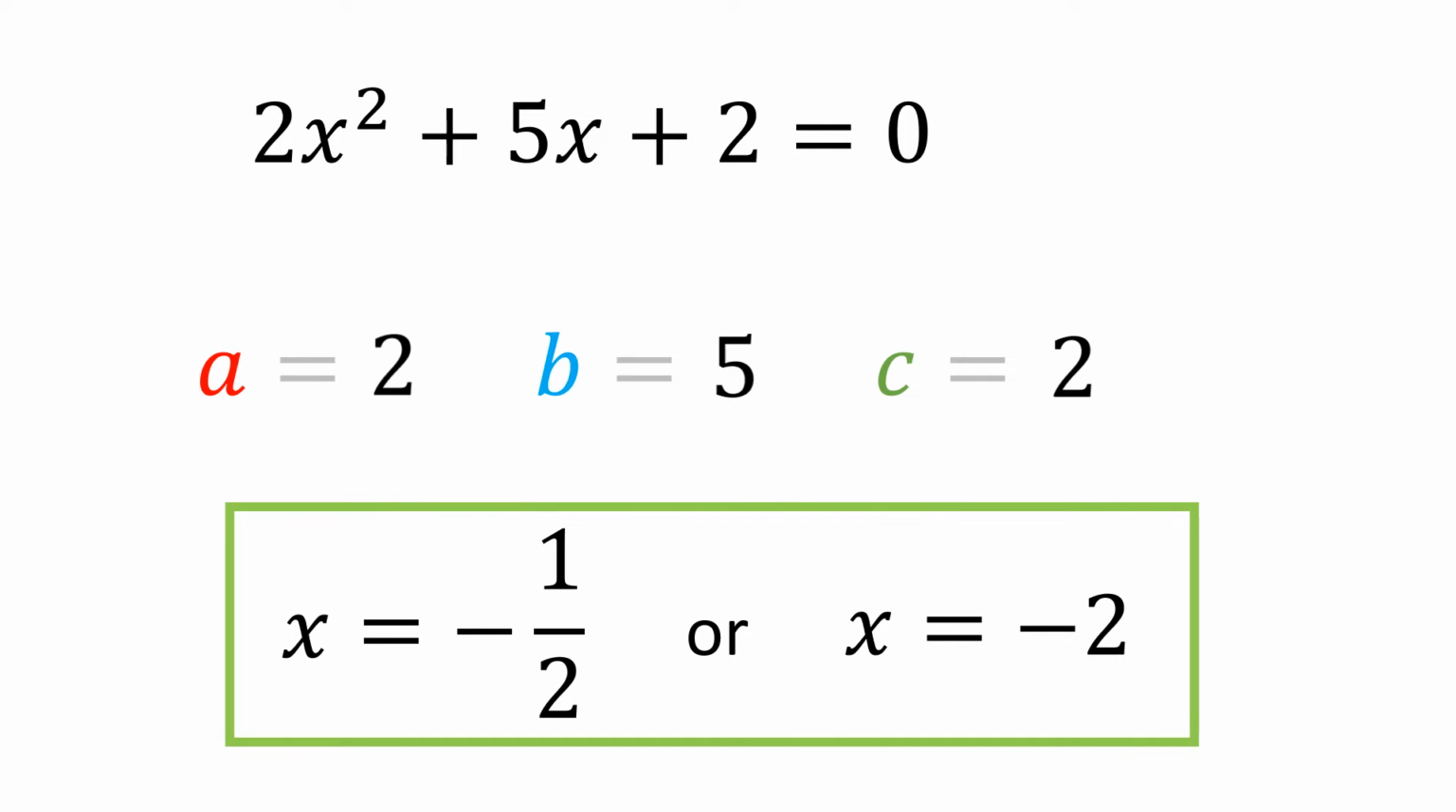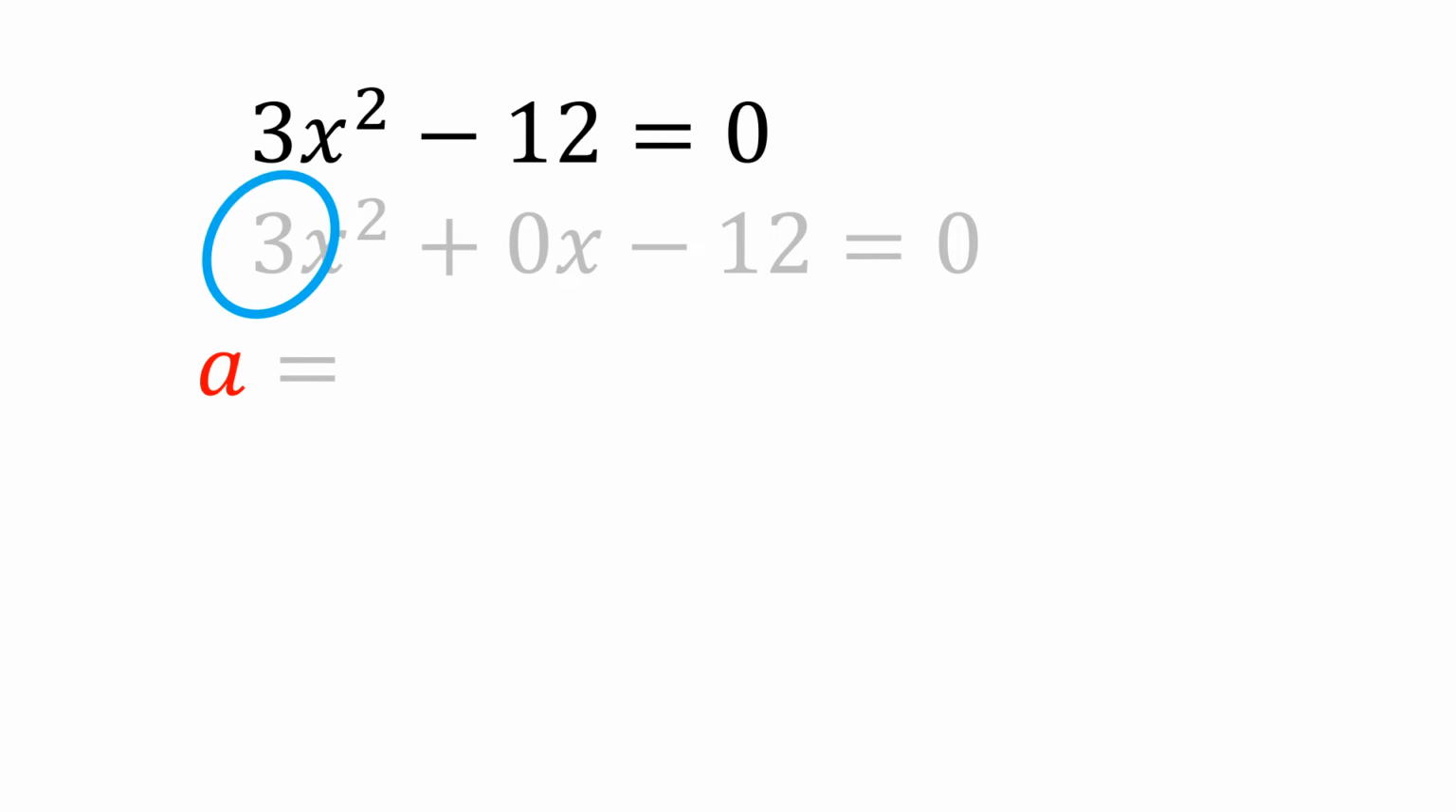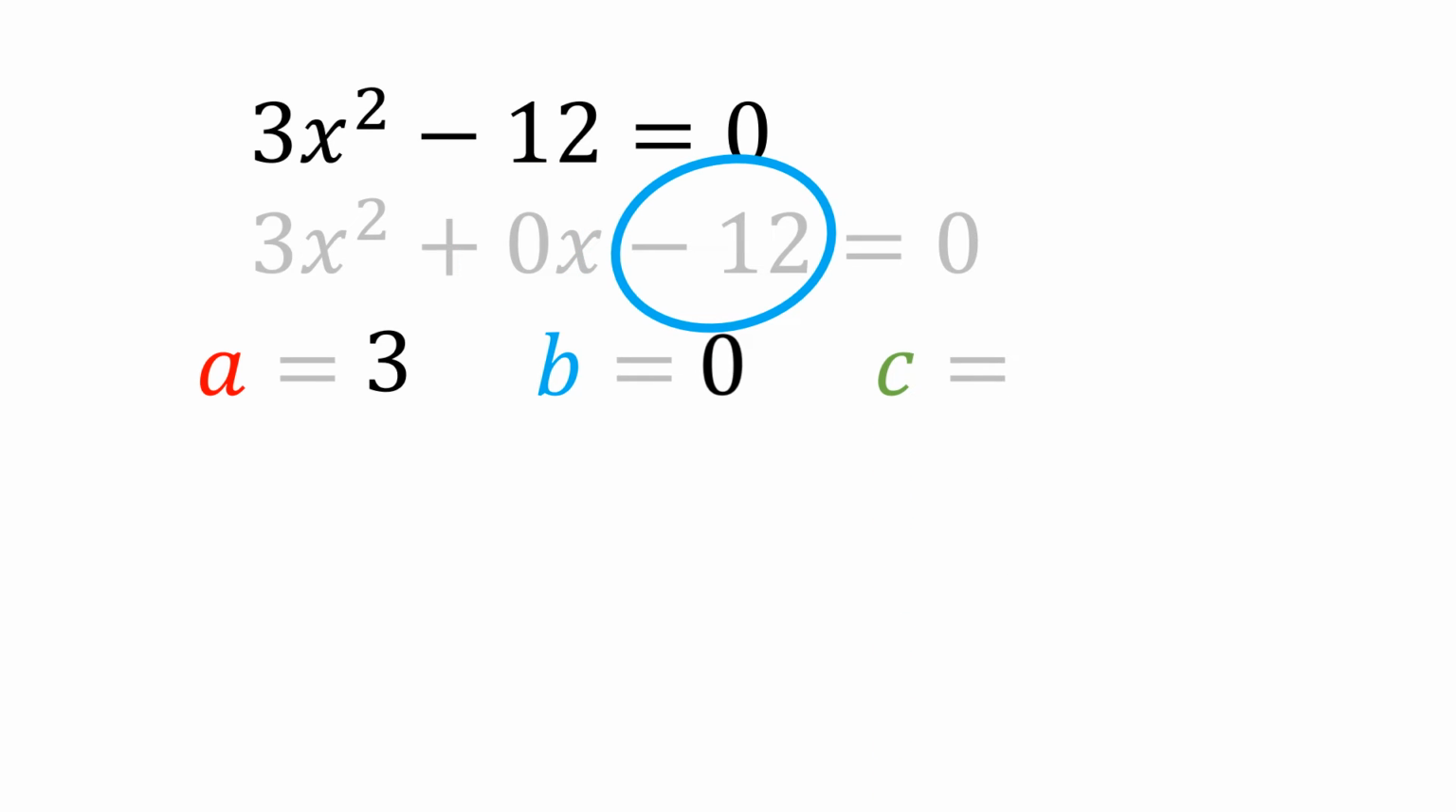Now let's say we have 3x squared minus 12 equals 0. Now in this case, the term with x is missing. Notice that it is actually the simplified form of 3x squared plus 0x minus 12 equals 0. Since 0 times x is 0, we omit writing it. So in this case, we have a equals 3, b equals 0, and c equals negative 12.